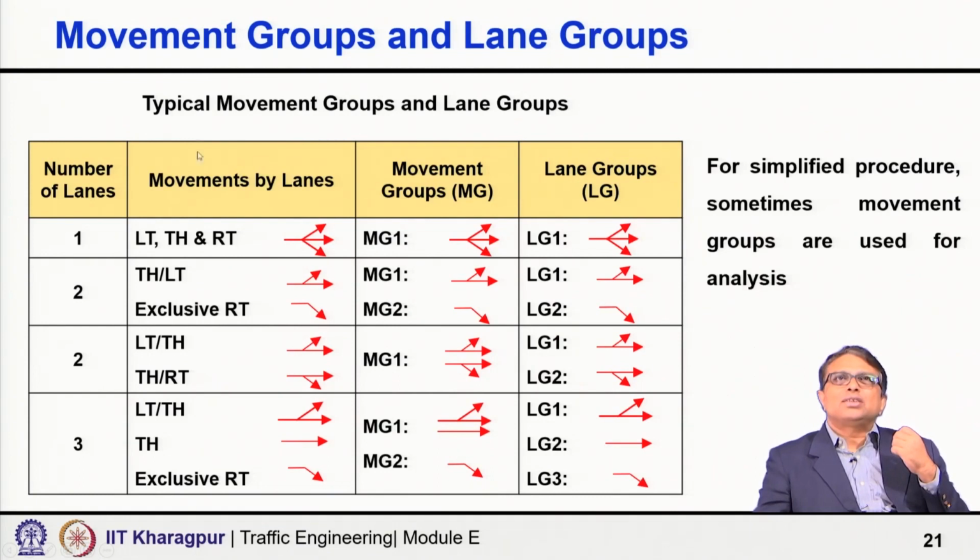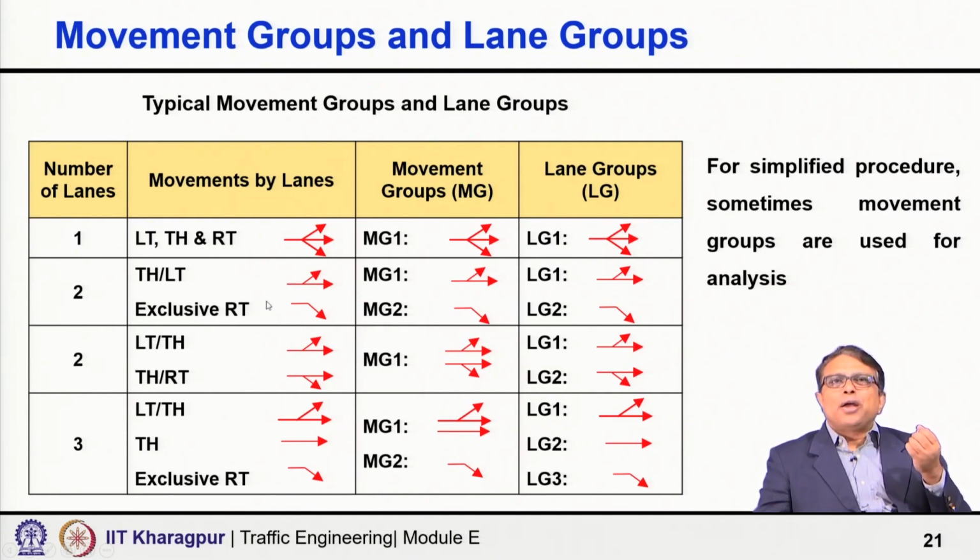Here I have shown an example, with this I will close almost. Here I have shown the movements by lane, so this will give you even more clarity. Left, through, right, shared from one lane only, all three movements are happening. So, lane group wise also there is only one movement group and also one lane group, not different. Here lane group and movement group will not be different.